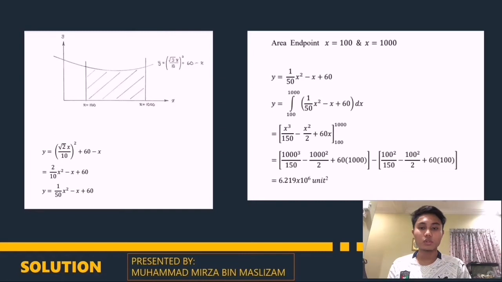First we have to know the endpoints from the graph. The endpoints are x equal to 100 and x equal to 1000. So we use the equation and change it into integration. After that, we integrate the equation. Next, we replace x with the values of the endpoints. The first value is x equal to 1000, and we subtract the second value, which is x equal to 100. Finally, we get the value of the area. The area is 6.219 times 10 to the power of 6 units.